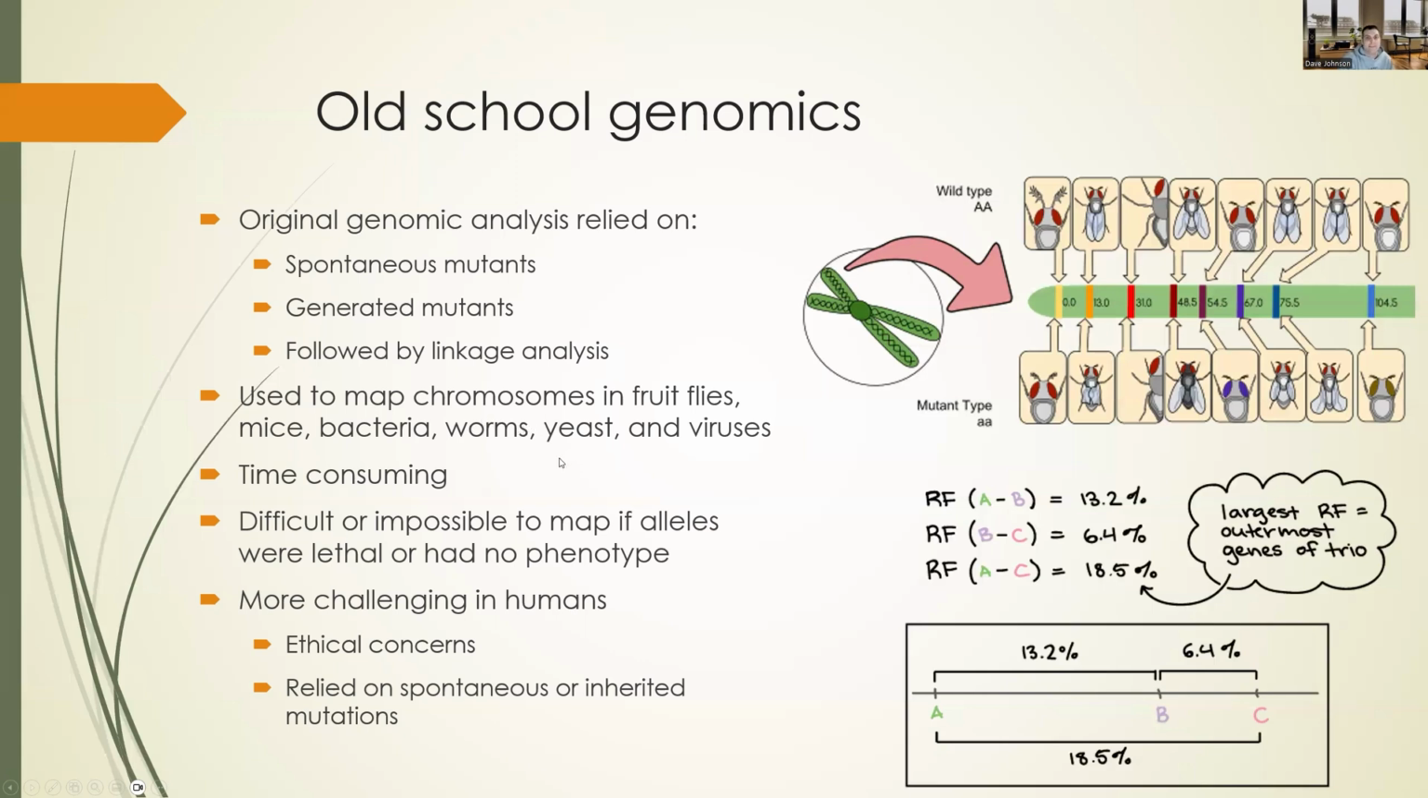The problem is this is incredibly time consuming. You've got to set up matings. You've got to set up a lot of matings because you've got to get decent numbers so that you can calculate the recombination frequency and all that sort of stuff. And by the way, if these alleles had no phenotype, so if they were unapparent, or if the phenotype for a mutation was lethality, completely useless. There's nothing you're going to be able to do.